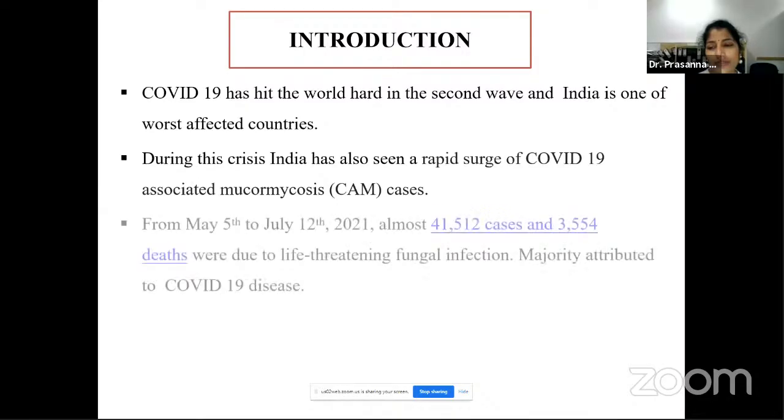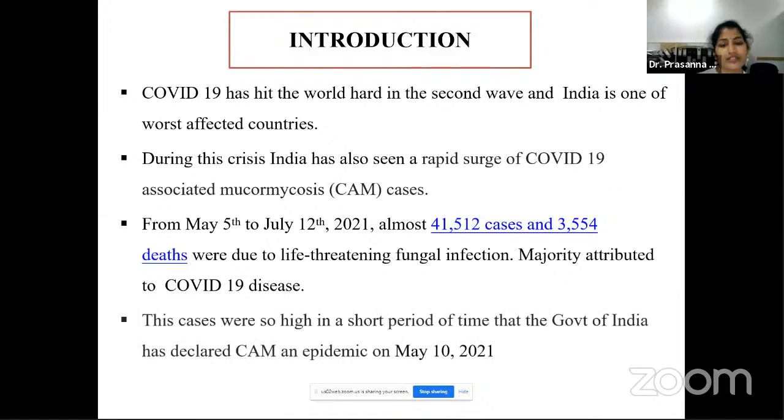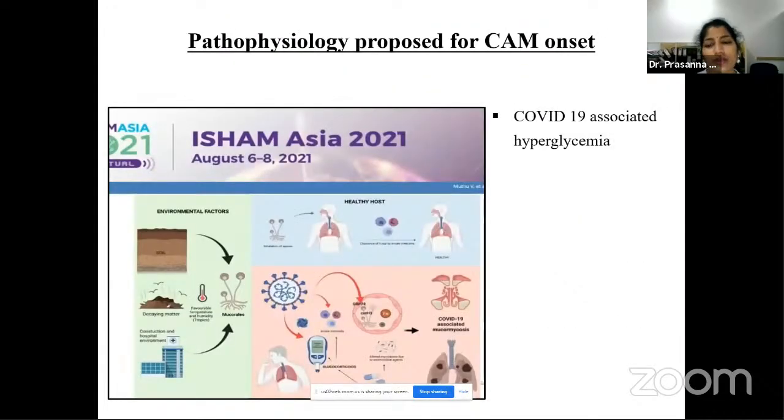COVID-19. Only during the period May 5th to July 12th, India has seen 41,000 cases and 3,000 deaths attributed to this infection. This infection is caused by organisms from Mucorales, and Mucorales spores are ubiquitous everywhere. But COVID-19 patients are more prone to this infection due to this proposed pathophysiology.